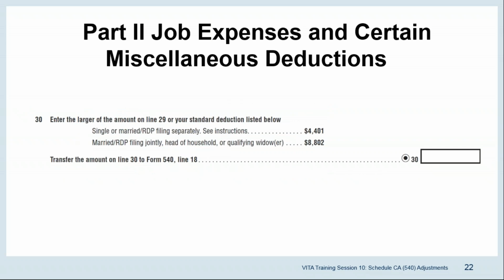Line 30, amount from line 29 or standard deduction. You will enter the larger of line 29 or your standard deduction. Single or married RDP filing separately is $4,401, or married RDP filing jointly, head of household, or qualifying widower is $8,802. Then you will transfer line 30 to Form 540, line 18. This information should automatically flow from the entries made in the federal section of TaxSlayer. At this point, you are now done with your California Schedule CA 540.